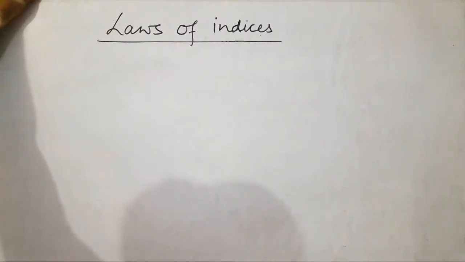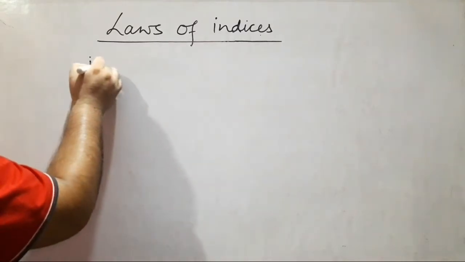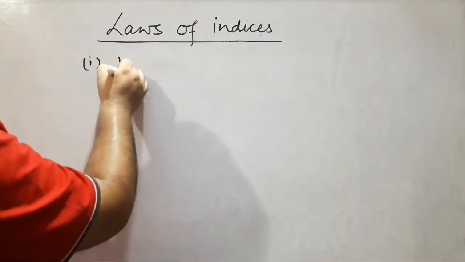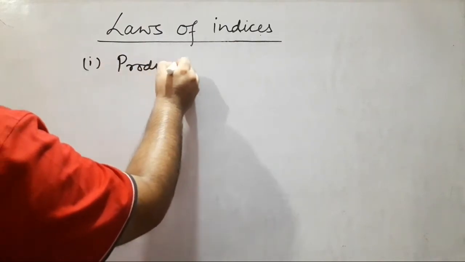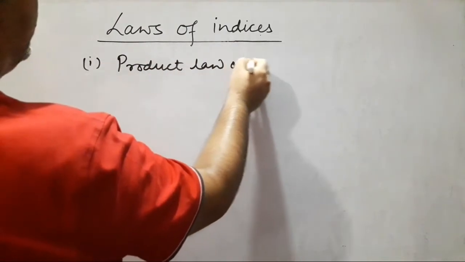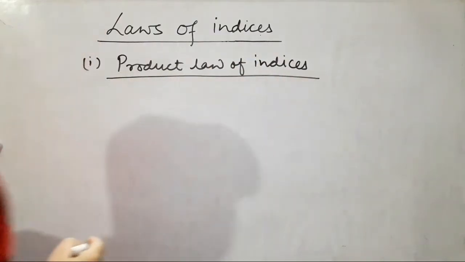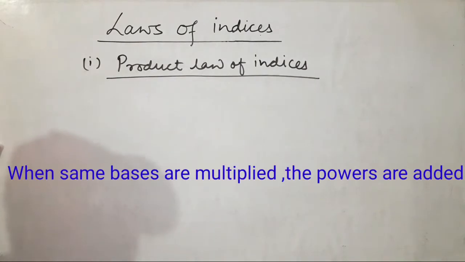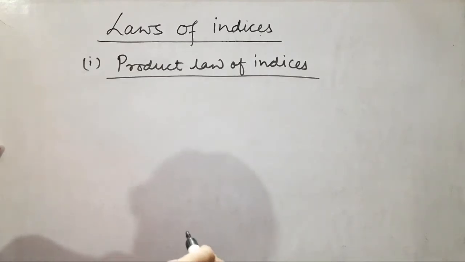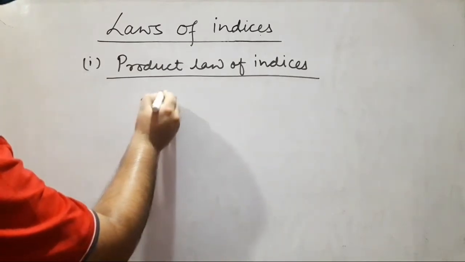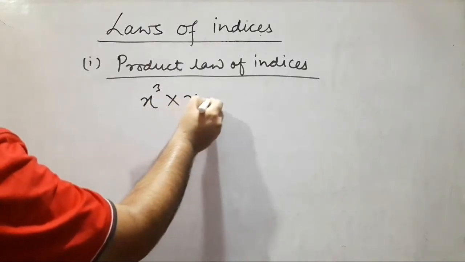There are mainly 5 laws of indices. There are some other laws of indices also, but today we are going to study mainly the 5 laws of indices. Let's see. The first law of indices is the product law of indices. Product law of indices states that when same bases are multiplied, then their powers are always added. Let's say an example, x power 3 into x power 5.